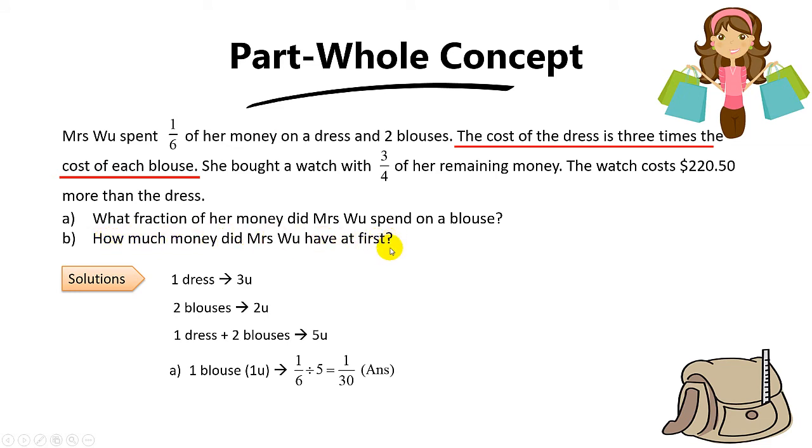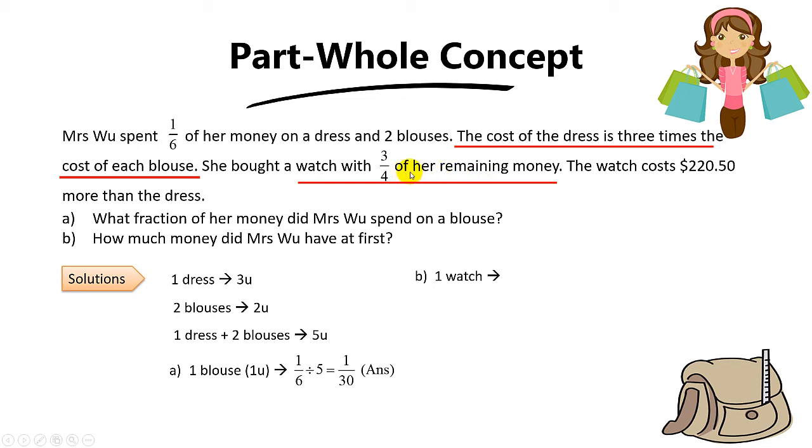Wu have at first? In order to find how much money she had at first, we need to find how much is 1 unit. And how do we do that? You've got to look at this statement here: she bought a watch with 3/4 of her remaining money. What does this sentence mean? 3/4 of her remaining money means you must take 3/4 times her remainder.